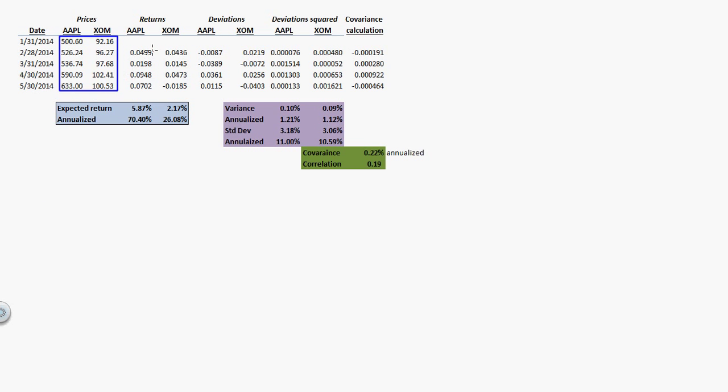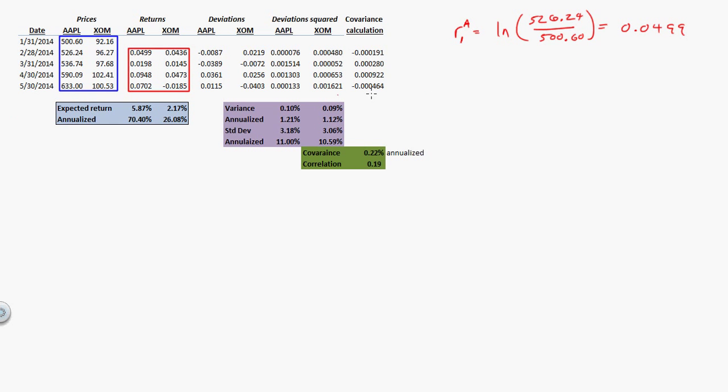And I want to find the returns because I need the correlation of returns. I need the covariance of returns, not the correlation of prices. It's a slightly different concept. So in order to calculate the returns, I'm going to say my return in month 1 for Apple is equal to the natural log of the price I have right here in February, which would be 526.24 divided by the previous month of January price, 500.60.